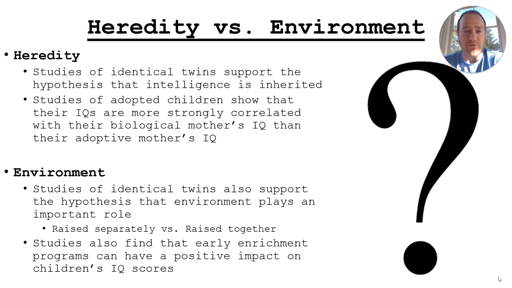They studied them, and what they found was that there's evidence for both. On the top there, it says some twins that were separated correlated more with the biological mother's IQ than their adoptive mother's. And then on the flip side of that, there are also studies of identical twins raised separately versus raised together, where twins that were given early childhood learning seem to have higher IQs than those that didn't, and things like that. So there's evidence for both.